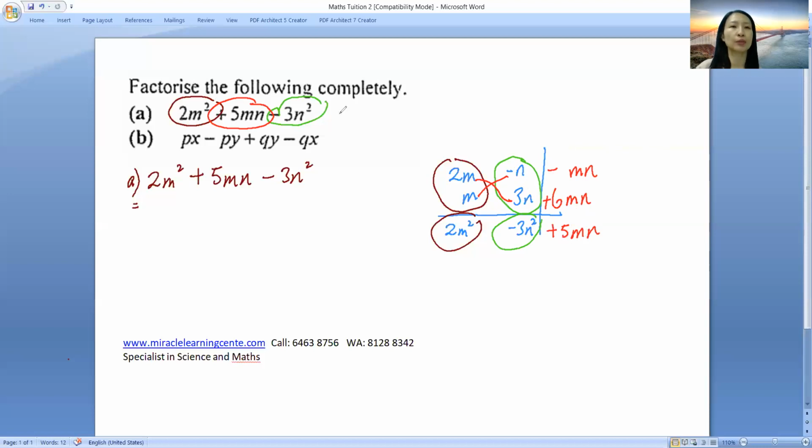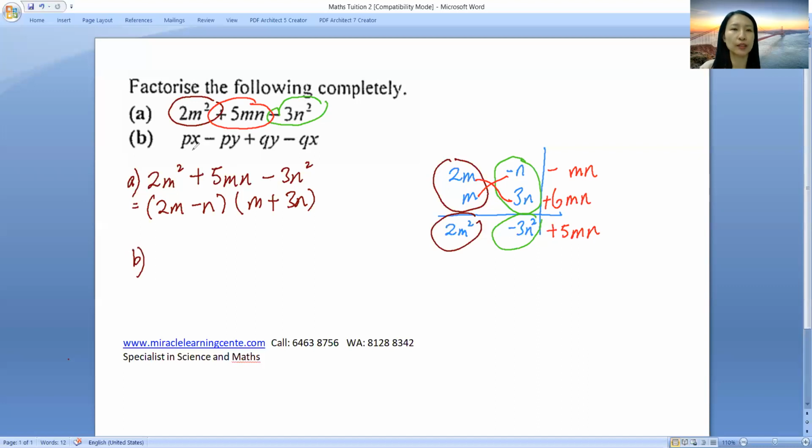So now I will need to write down the answer. It's actually this factor over here, 2m minus n. And the other factor will be the one at the bottom, m plus 3n. Okay, so I factorized this completely for the first one. How about the second one?